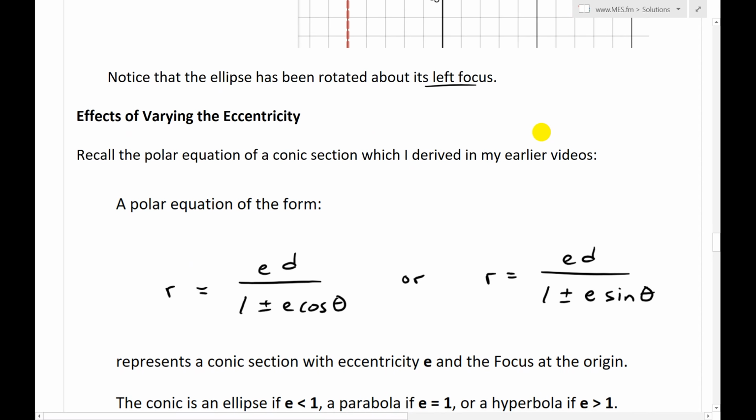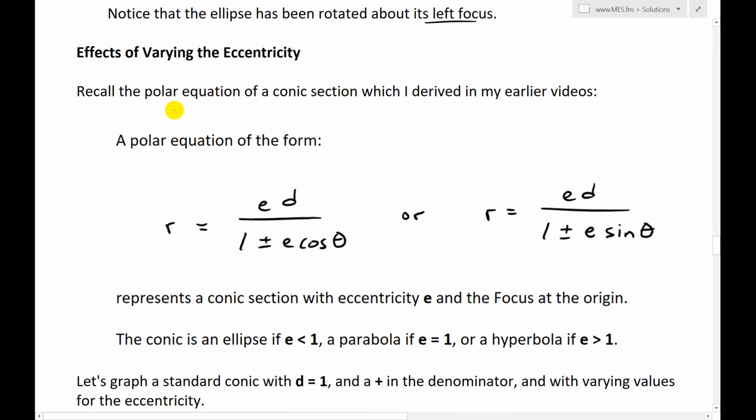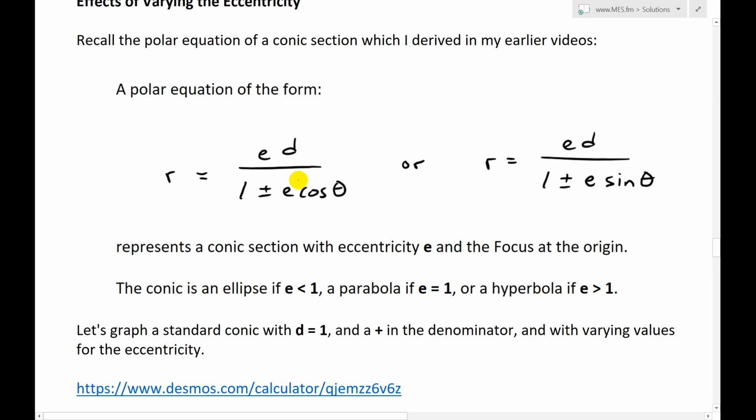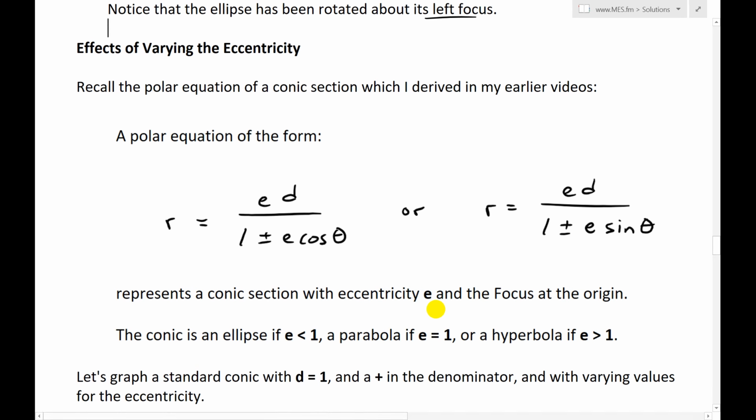And now let's jump to the last topic of this video, and that's the effects of varying the eccentricity. So recall first of all the polar equation of a conic section, which I derived in my earlier videos: r equals ed divided by 1 plus or minus e cosine theta, or r equals ed divided by 1 plus or minus e sine theta, where d is the distance to the directrix and e is the eccentricity. The cosine and sine depend on whether it's horizontal or vertical. The plus or minus depends on whether it's opening to the left or to the right. You can watch my earlier videos to see more on those.